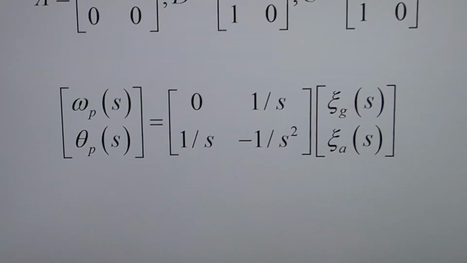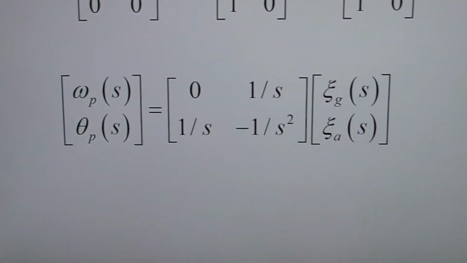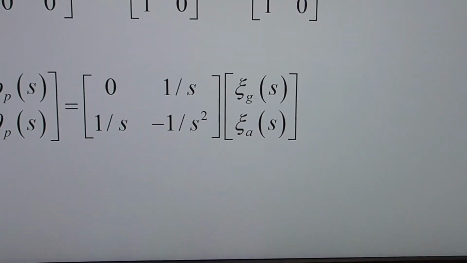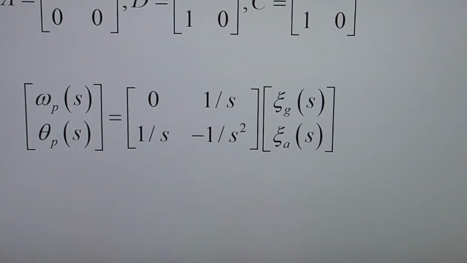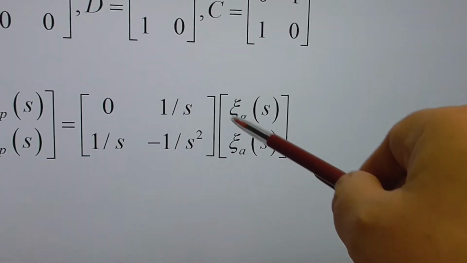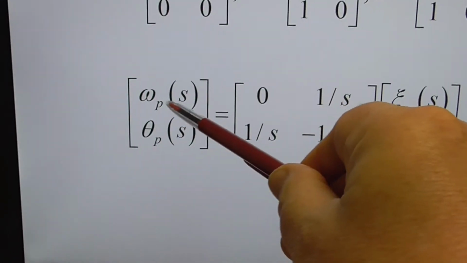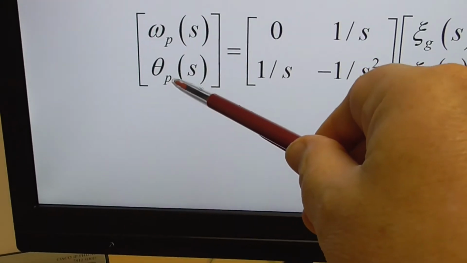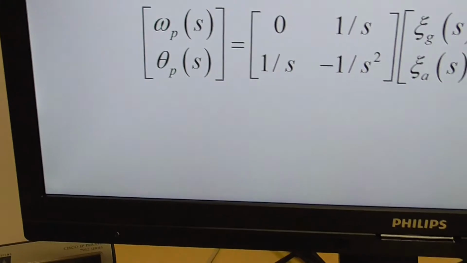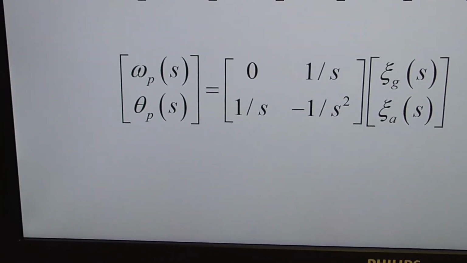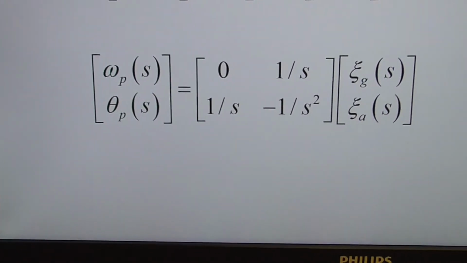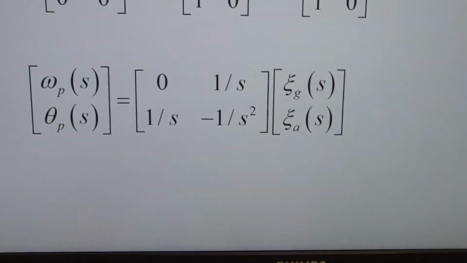That's a system with 2 inputs and 2 outputs. The 2 inputs are the gyro random signal and the accelerometer random signal. And the outputs are the pitch reading for the gyro and the angle reading for the accelerometer. That's from the arctan reading calculation. So this is our transfer function matrix.